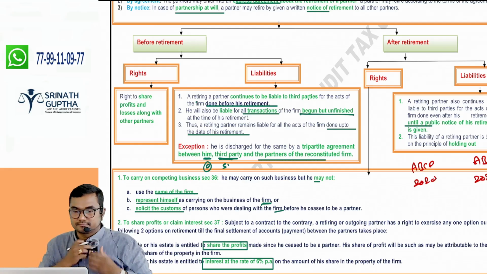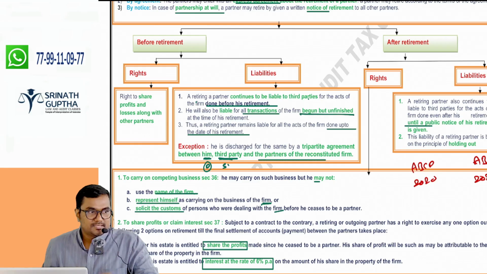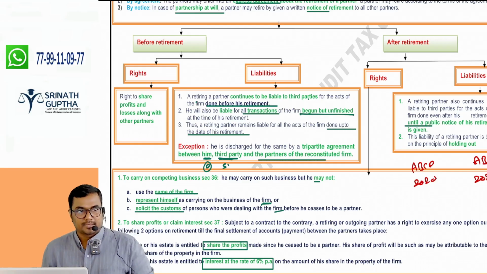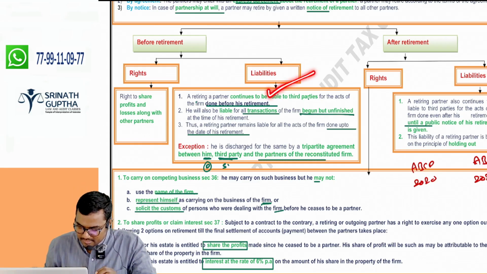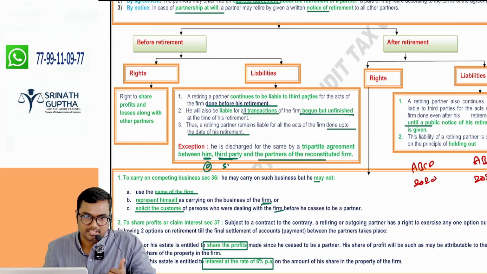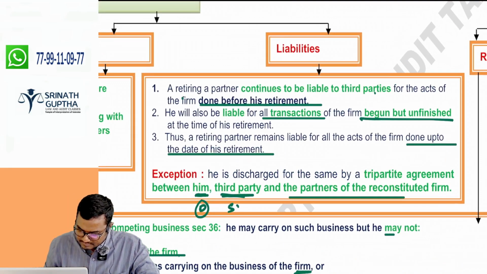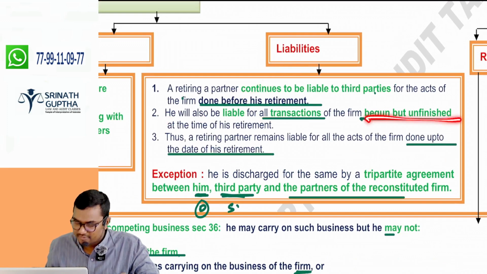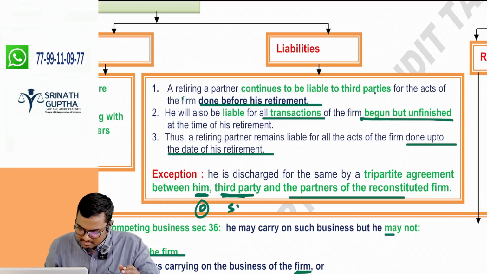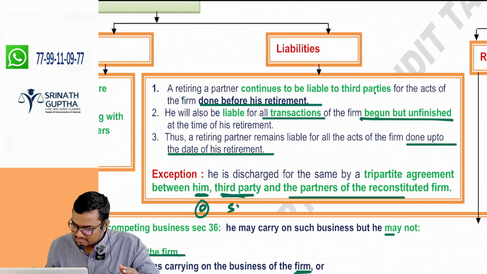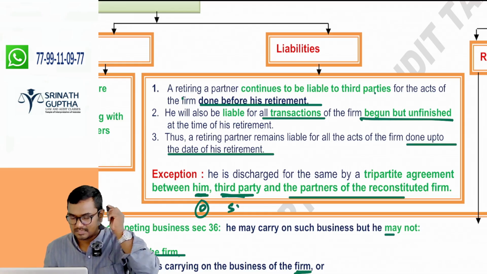Liabilities of the partner before retirement. He will be liable for activities of the partnership firm before his retirement. The retiring partner continues to be liable to third parties until retirement is determined. He will be liable for all transactions begun but not finished, for unfinished transactions also. The retiring partner remains liable for all the acts done till the date of his retirement, but he will not be liable in an exceptional case.